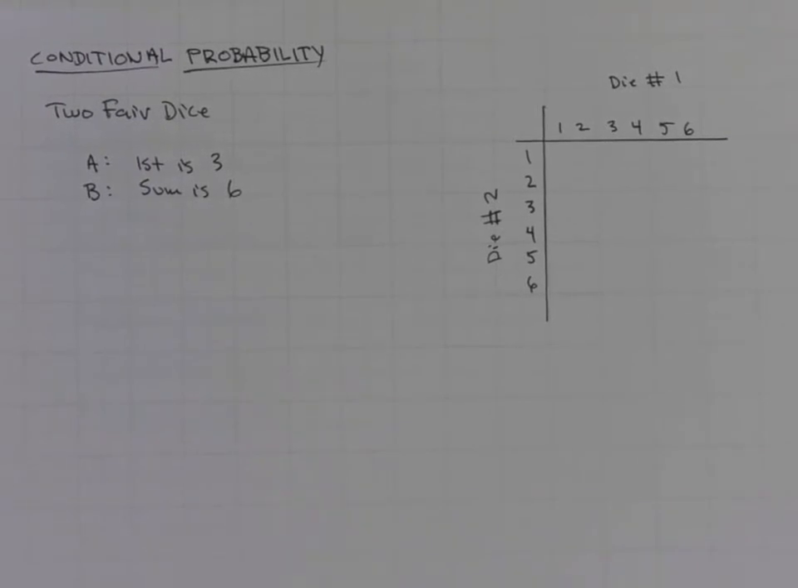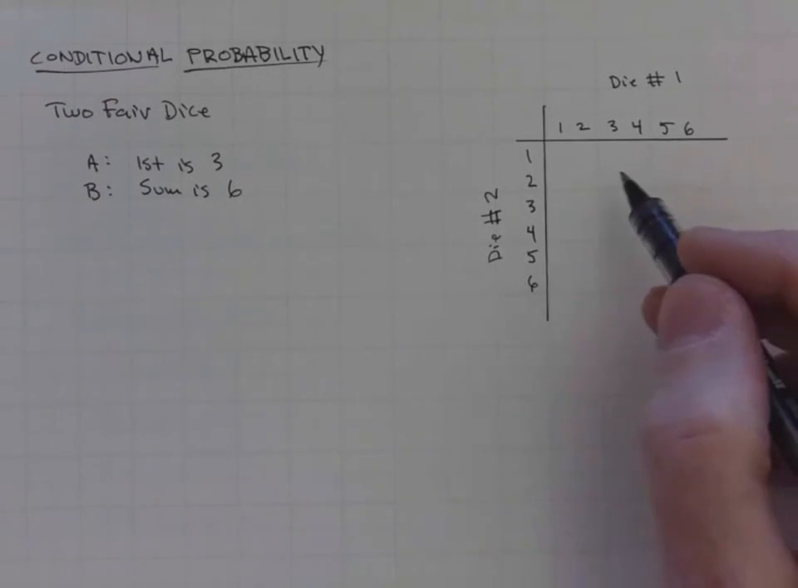In this video, we're going to address concepts of what's known as conditional probability, and we're going to introduce it by means of an example. So we're going to suppose that we throw two fair dice, and we're going to define two events. Event A, which is that the first die comes up as a 3, and event B is that the sum of the two dice is a 6.